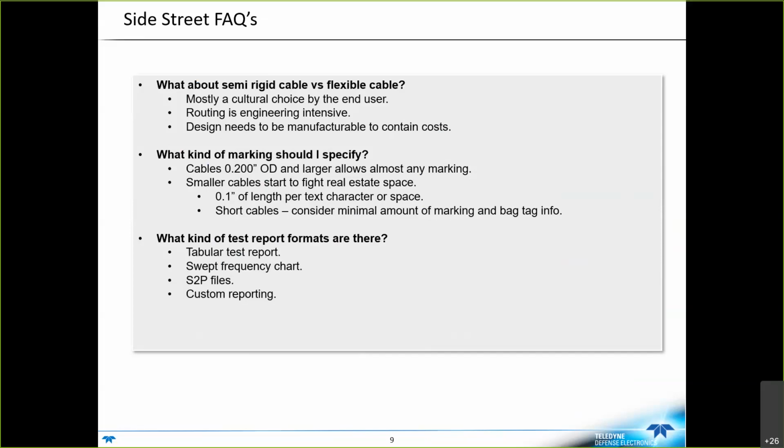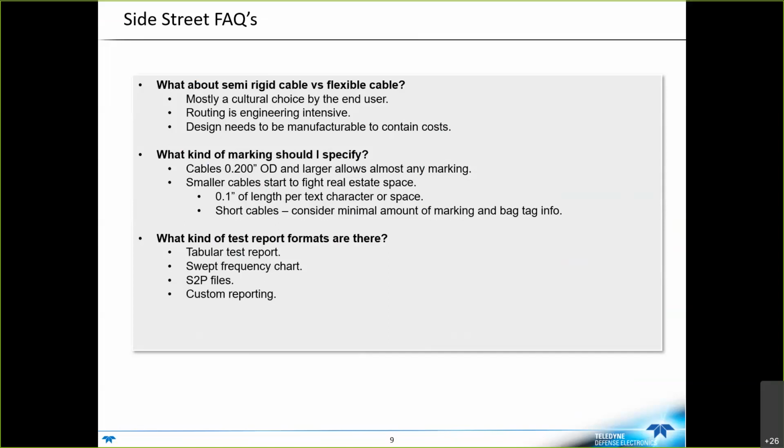In general, you're providing the information needed for the end installation, and you're not covering up a cable with all kinds of shrink tubing, which ultimately, as a flex cable, is going to reduce its flexibility when you're trying to install it. Last bullet point here is what kind of test report formats are there? What do you typically do?